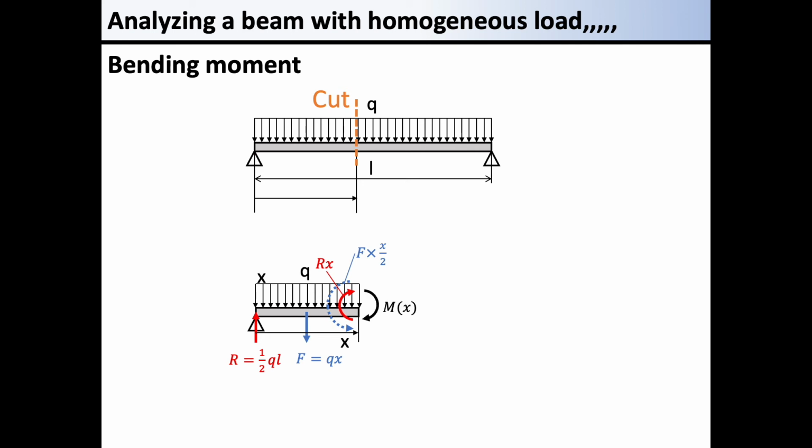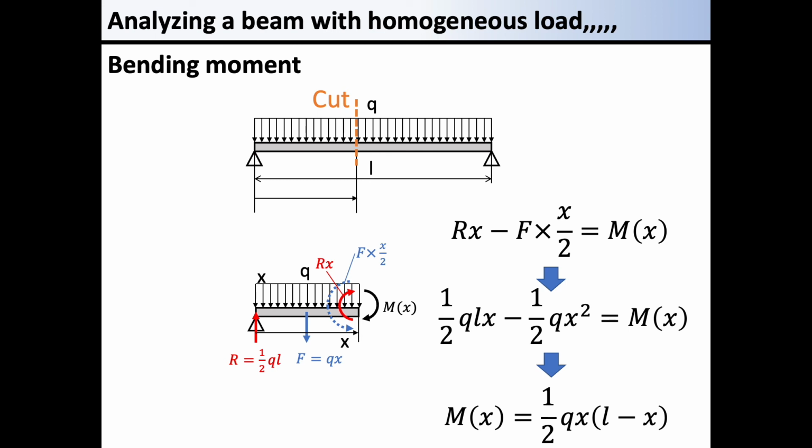The beam is cut off at x on the x-axis. Now, let's consider the moment acting from the right. This is the bending moment acting on the cross-section. Without the moment acting on the cross-section balanced with the moment on the left, the beam rotates. So, note that Mx should be acting now. Thus, we have Mx and Rx and Fx over 2, and these three are in balance.